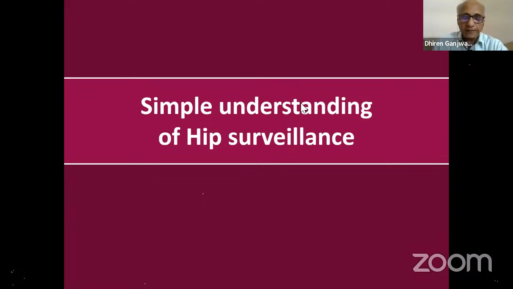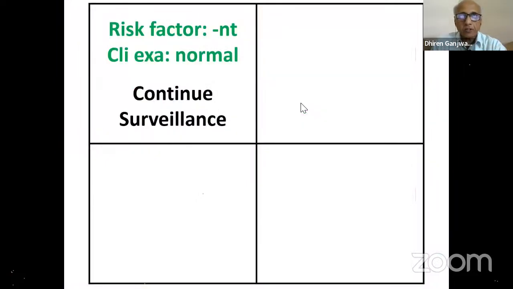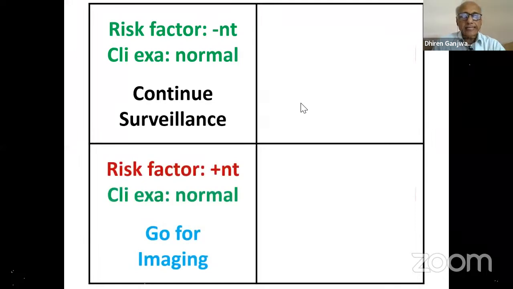So the simple understanding of hip surveillance is like this. We can divide into 4, based on the risk factor being present or absent and the clinical examination. Let's take a situation: the risk factors are absent, the clinical examination is normal. We just need to continue surveillance till the age of 18 months. Let's take the second situation: the risk factors are present, but the clinical examination is normal. So we go for imaging, and depending on the availability of investigations, we go for ultrasound or X-ray.